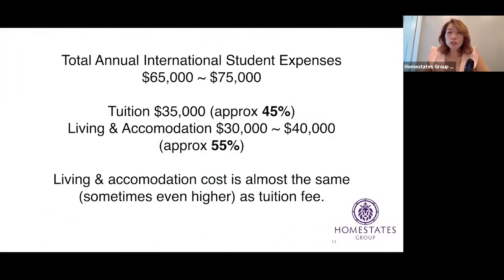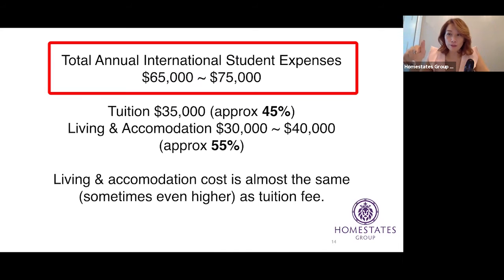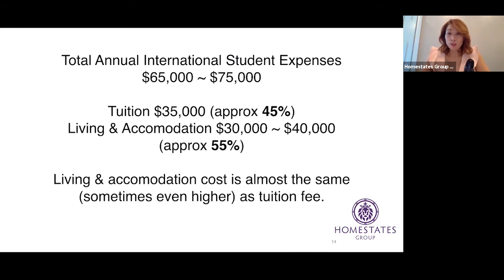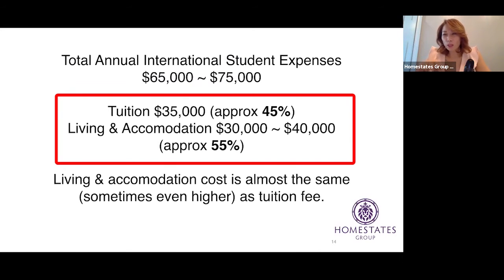Now let's have a look. The government has already said that the total annual international student expenses are roughly around 65 to 75,000 per annum. We've just gone through this quite extensively. We think the tuition fee will easily be like 35,000. That's about 40 to 45% of this whole annual cost.